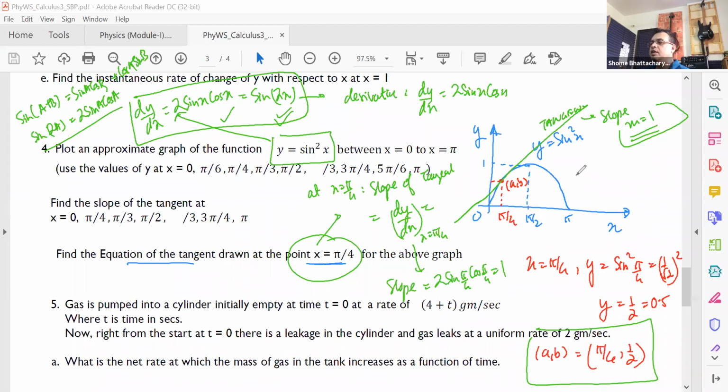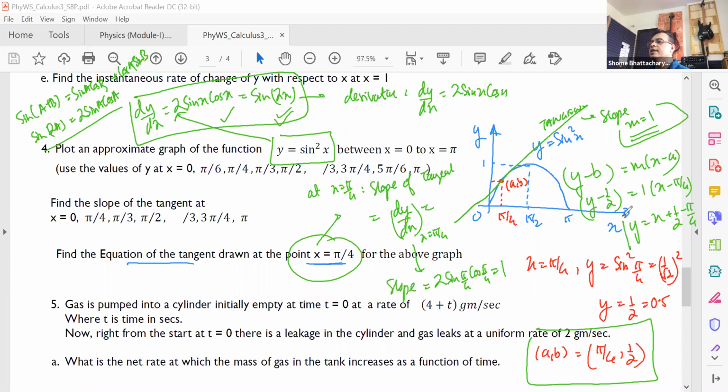So the equation of the line becomes like this, that y minus b is equal to the slope times x minus b. So now just substitute these things. Okay. So y minus half is equal to 1 into x minus pi by 4. So you can see the equation of this line will become like this. Y is equal to x plus 1 by 2 minus pi by 4.